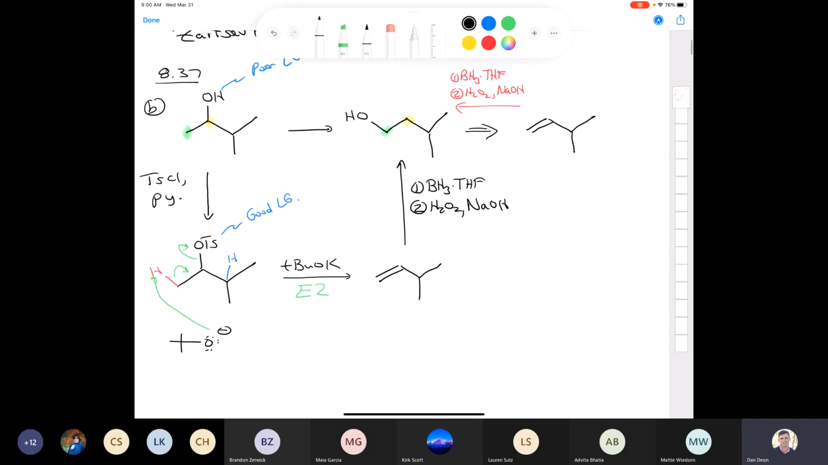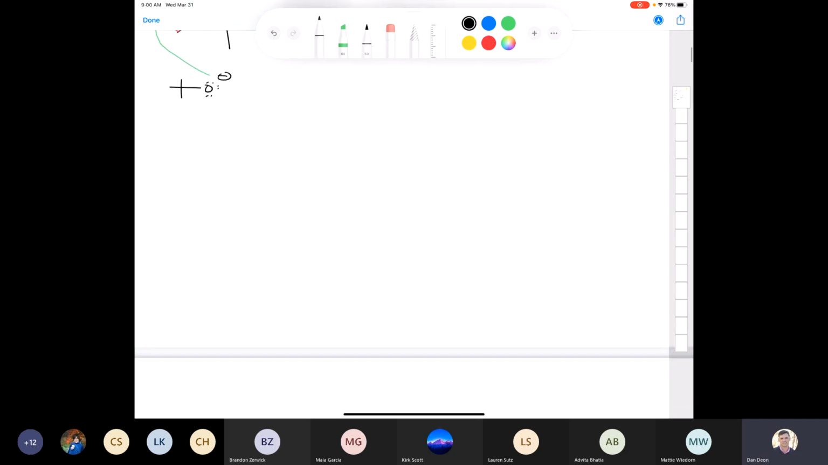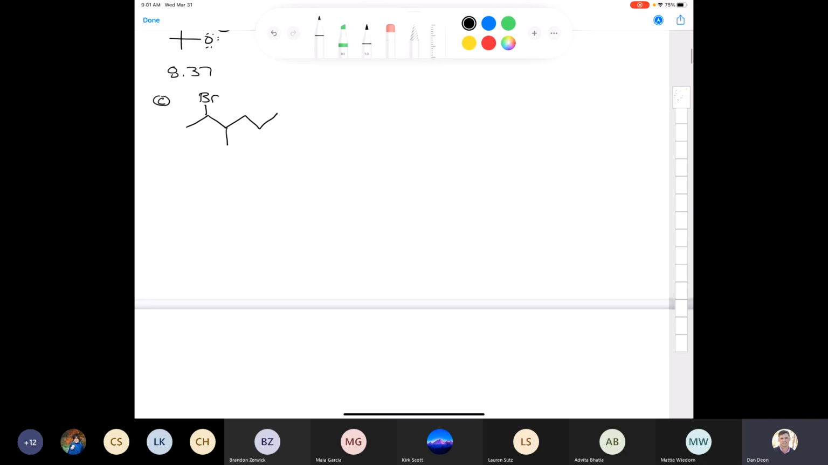Well, with that in mind, let's take a look at another one. So let's try 8.37c. If we want to take a secondary alkyl bromide, like this one here, and we want to convert it to a primary alcohol.